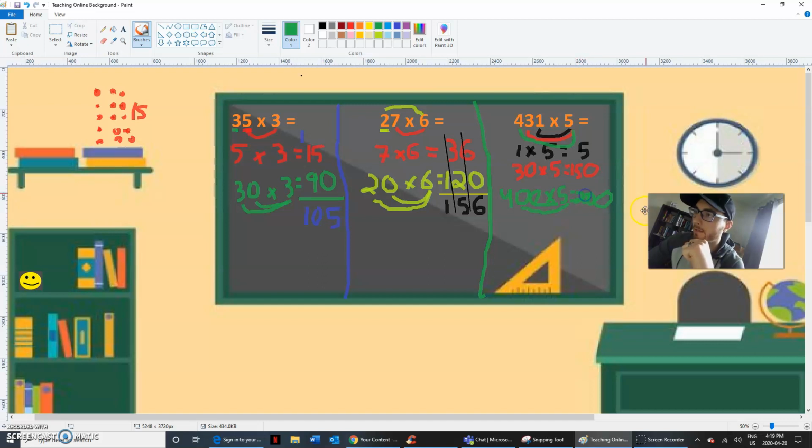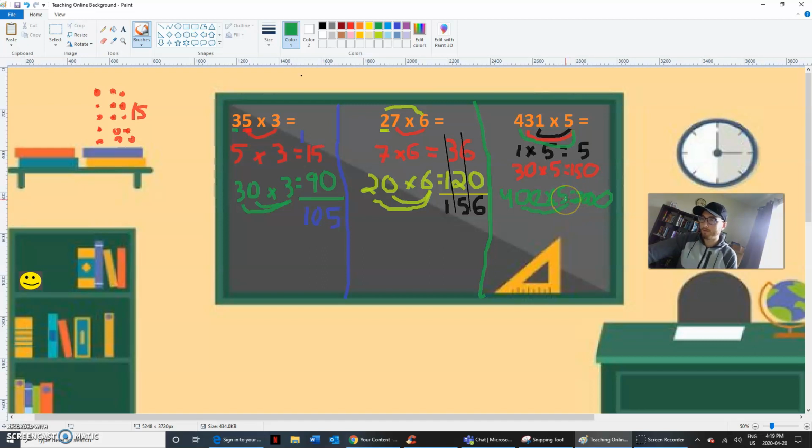Okay, this is a little messy. We have 3 zeros there. Let's rewrite all this. So 400 times 5 is 2,000. Or, remember some of our multiplication strategies we worked on in class.